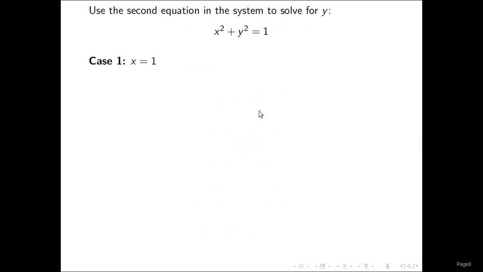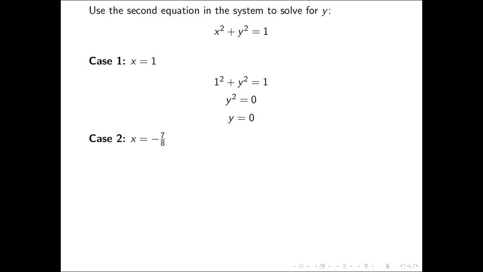So x squared plus y squared equals 1. Let's take x equals 1 and solve for y. So we plug in x equals 1 here. We solve for y, transpose: y squared equals 0. So y equals 0, which gives us the ordered pair (1, 0) as a solution.